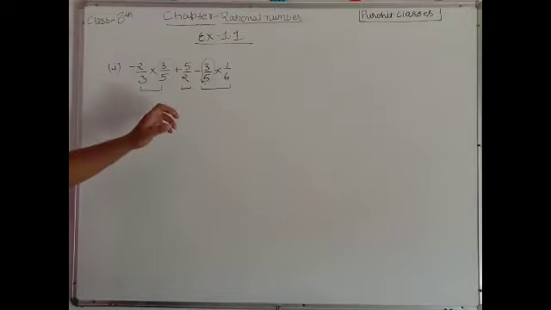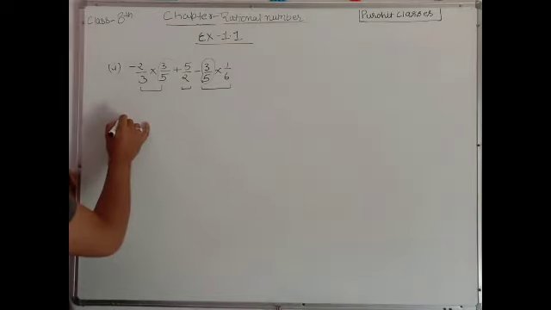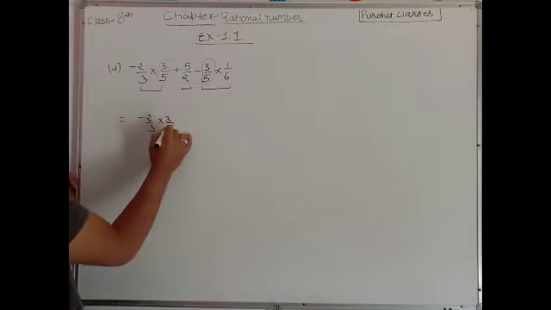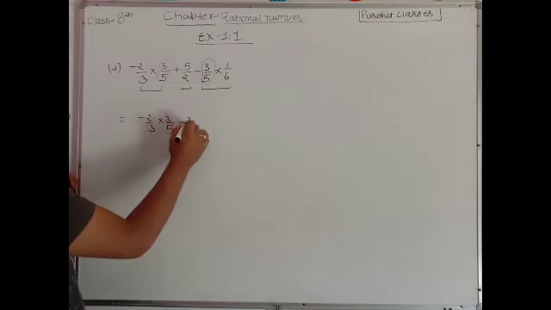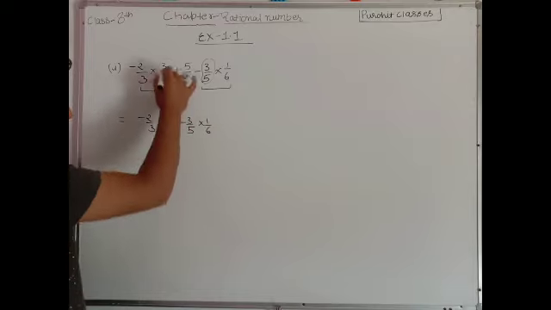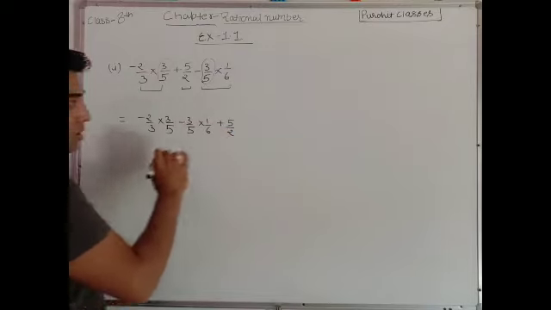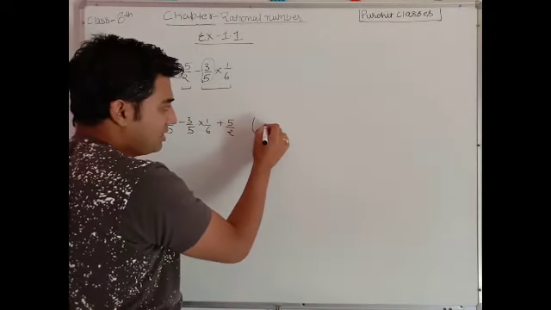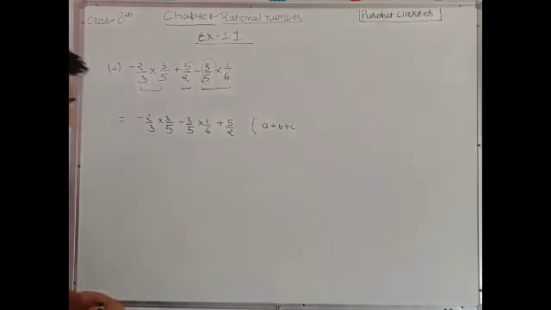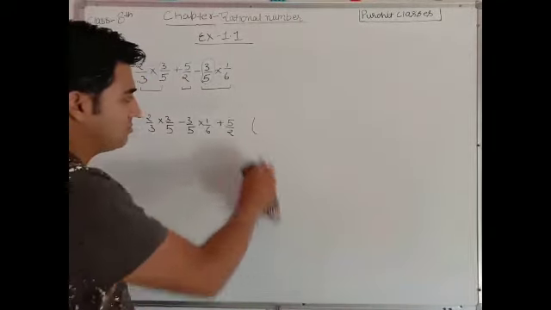Getting? Okay, so first we will rearrange them. It can be written as -2/3 into 3/5, and this -3/5 into 1/6, and then this term plus 5/2. What property have I used here? I am writing A plus B plus C, or what should I write? Commutativity.